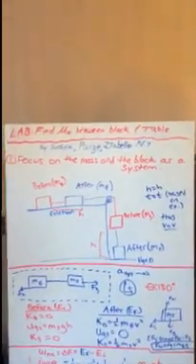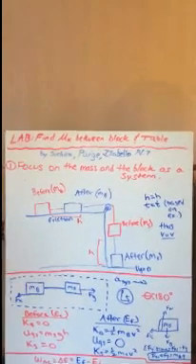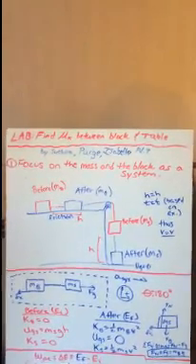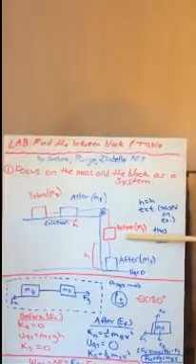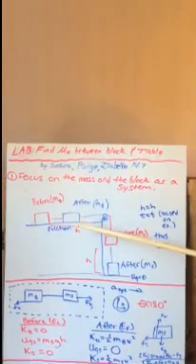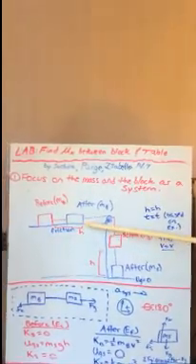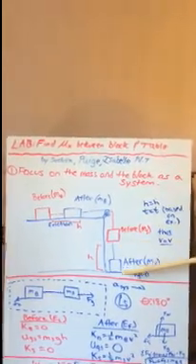The purpose of this lab is to find the coefficient of kinetic friction between the block and the table. For the first part, we focus on the mass and the block as a system. So here's our hanging mass, and here's our block. The block is sliding across the table, and the distance the block slides across the table is equal to the height that the hanging mass travels before it hits the ground.